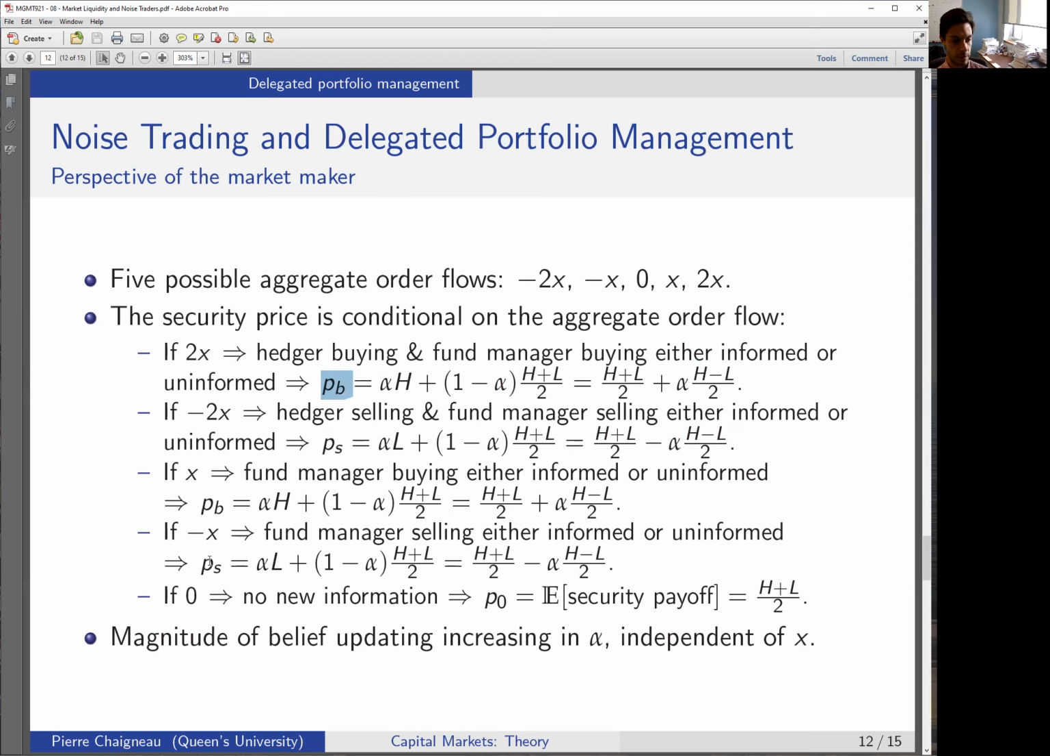Okay, and the same thing if the aggregate order flow is just minus X. It still means that the fund manager was selling. And so PS in this case is the same as PS in that case.